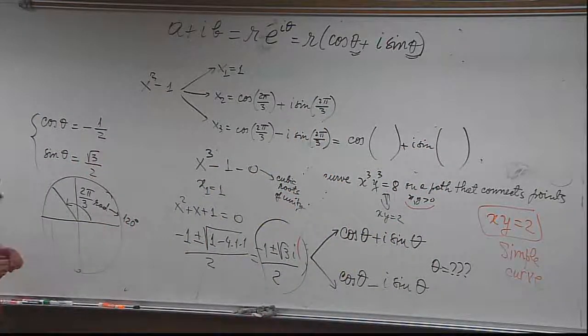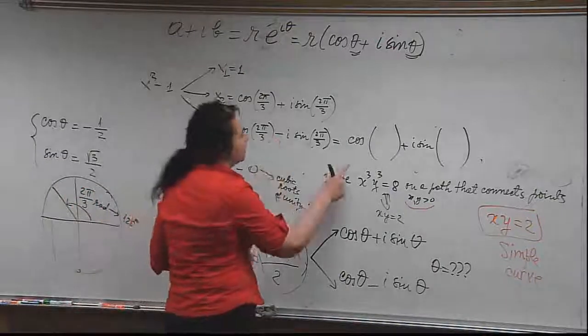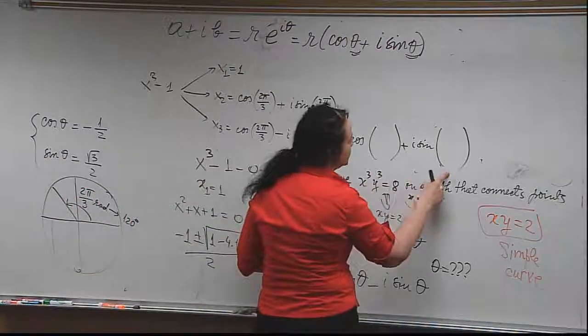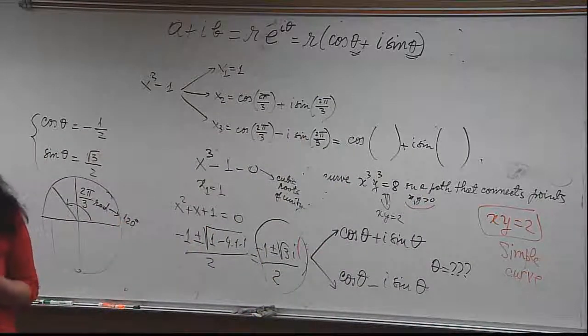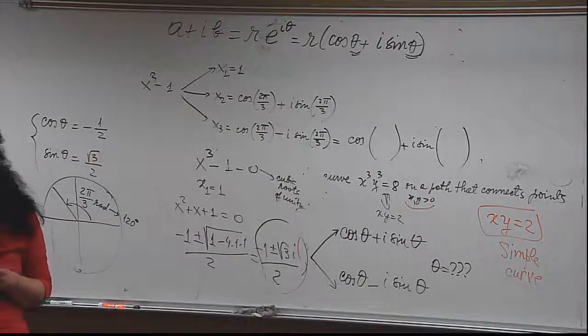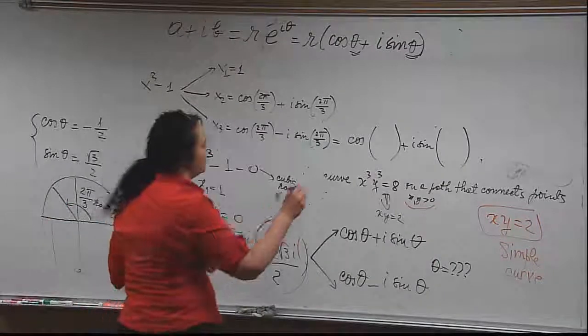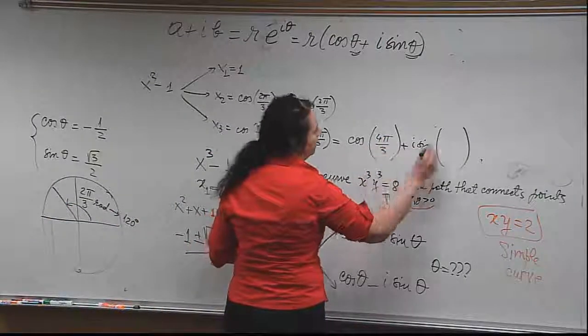Not cosine, minus, like cosine of an angle plus i sine of an angle. You would need to go to another quadrant, right? And which quadrant? You said it before, that would be 4 pi over 3. Yeah, and 4 pi over 3.